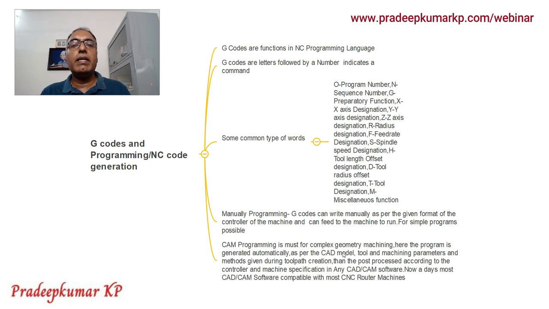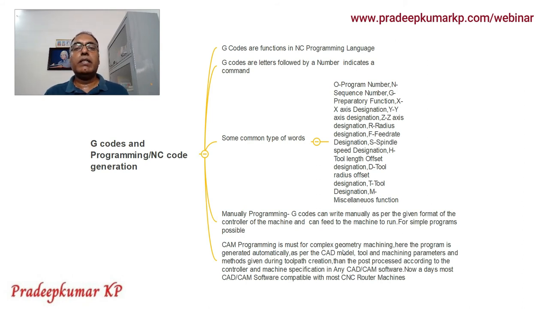And CAM programming is a must for complex geometry machining. Here the program is generated automatically as per the CAD model and the tool and machining parameters and method given during tool path creation. We can adopt different methods to create the tool path. Then the post-process is done according to the controller of the machine specification in any CAD/CAM software.